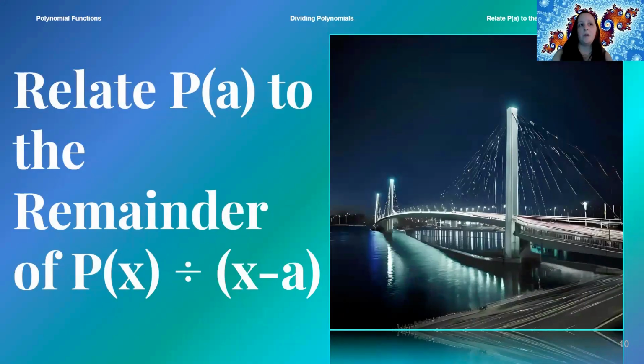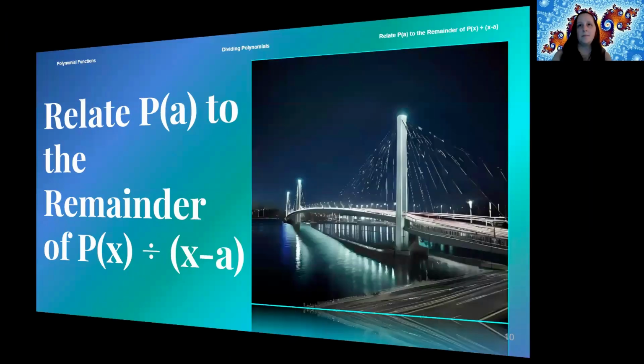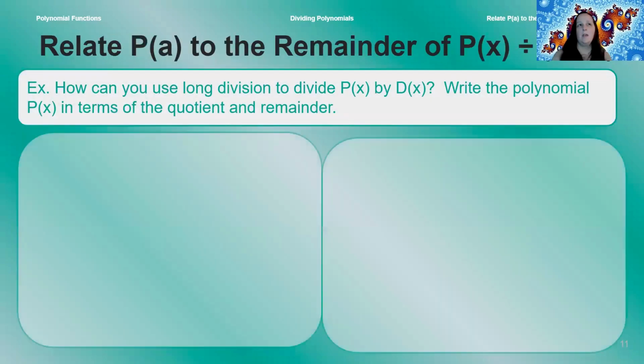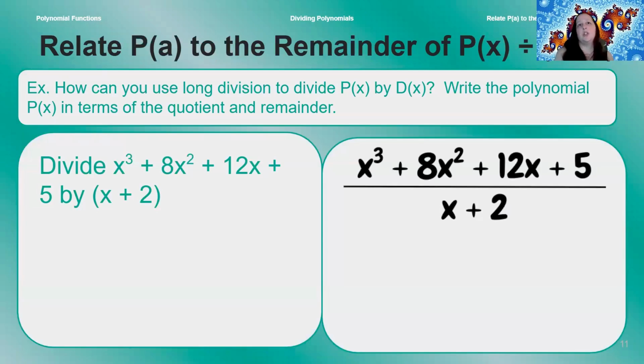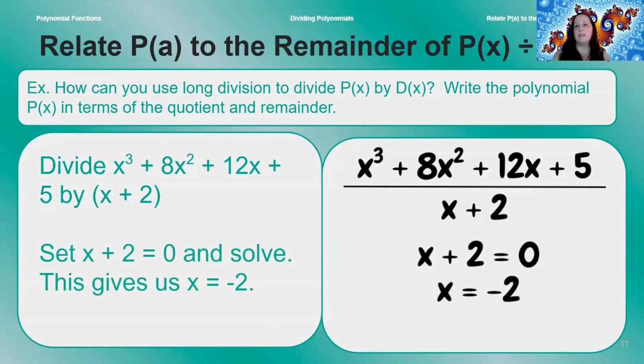Relate p of a to the remainder of p of x divided by x minus a. Example, how can you use long division to divide p of x by d of x? Write the polynomial p of x in terms of the quotient and the remainder. So the first thing I'm doing is I'm dividing x cubed plus 8x squared plus 12x plus 5 divided by x plus 2. So I want to solve that x plus 2 and set that equal to 0. So I get x equals negative 2. So this is the 0 of my function. This is when my denominator, what I'm dividing by, would equal 0.